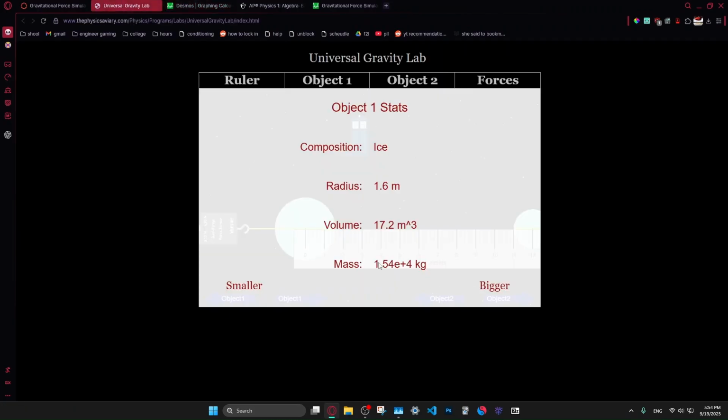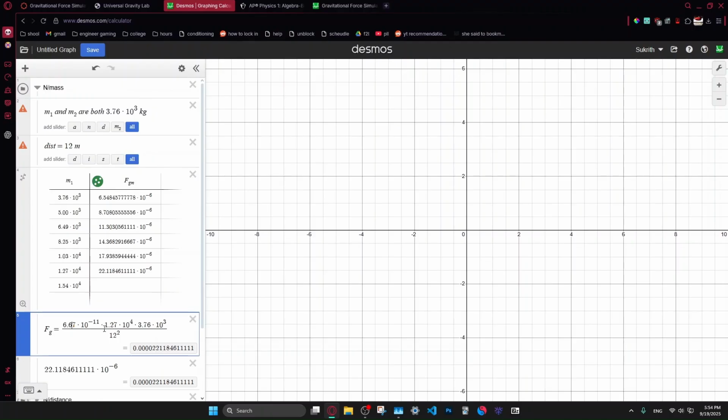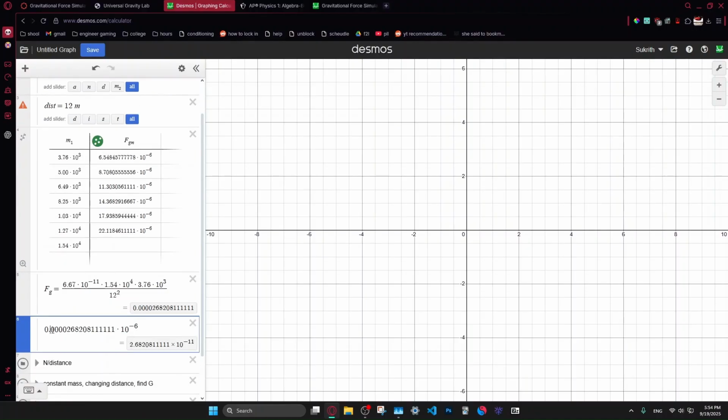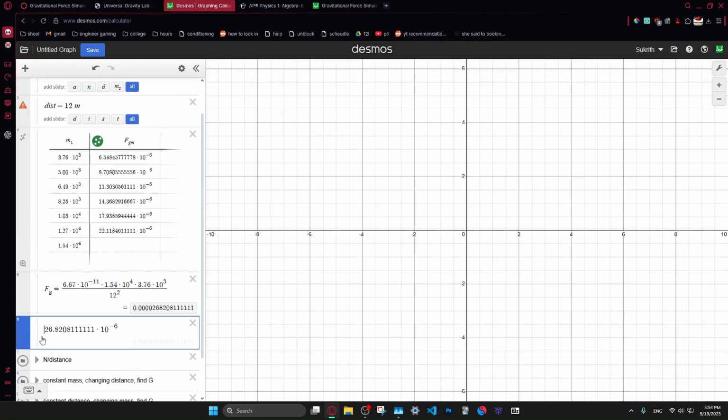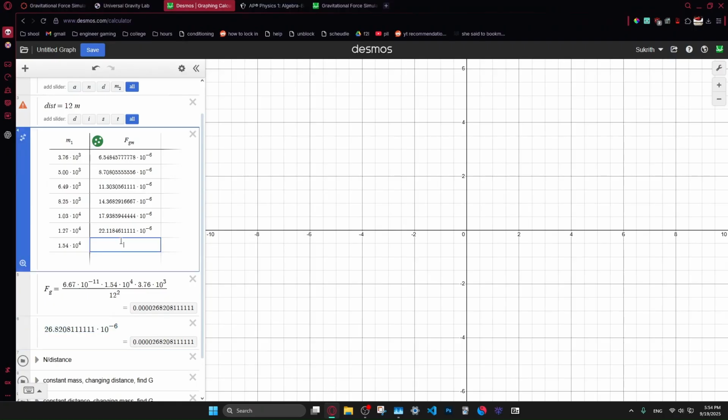Gonna make it a bit bigger: 1.54 times 10 to the 4th. Substitute that for M1. We have our new force. And when you set it equal, 1, 2, 3, 4, 5, 6, put the point. Should be around 26.8 micronewtons. It is. That's good. How many are we at? 1, 2, 3, 4, 5, 6, 7. Now we're going to do it 3 more times.